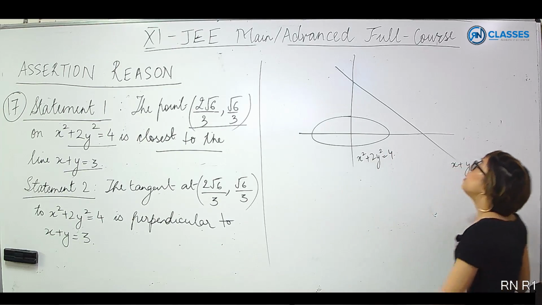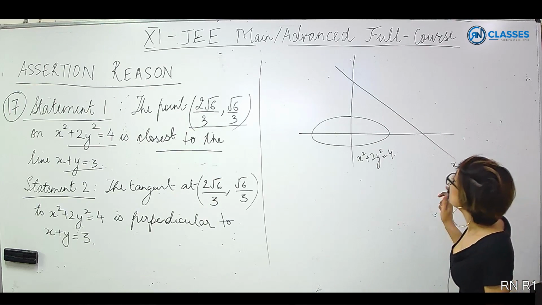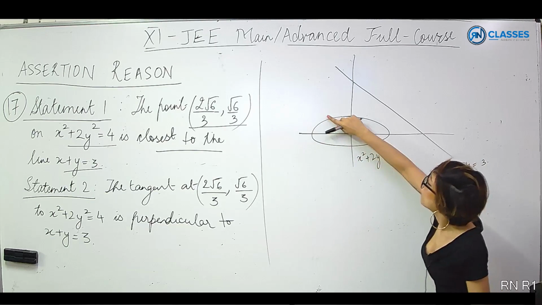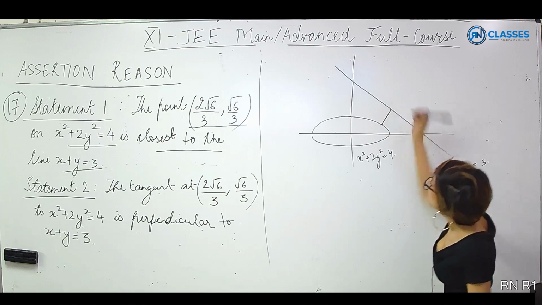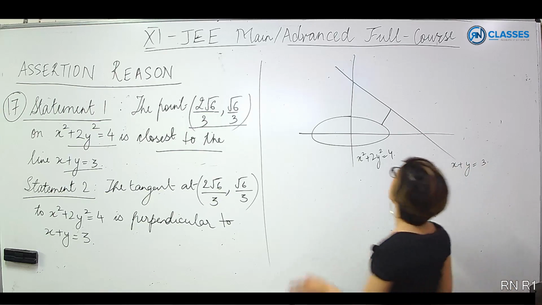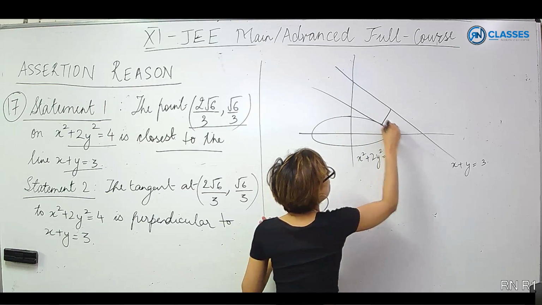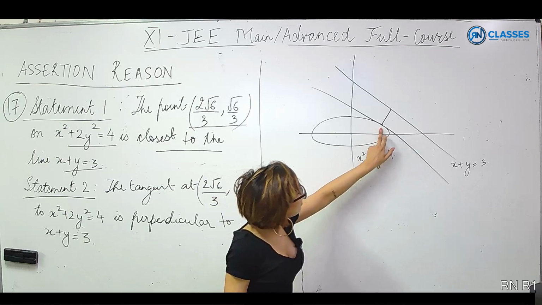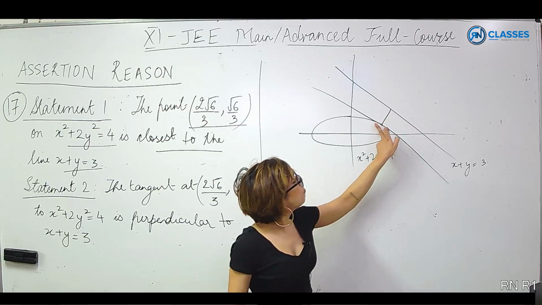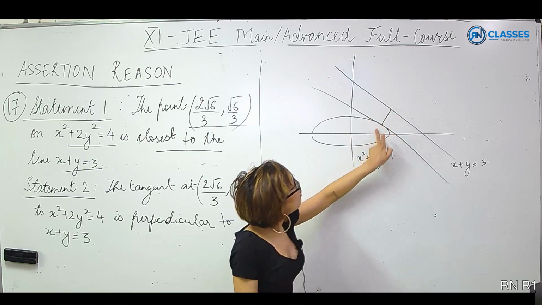Now I want the point on the ellipse which is closest to this line. So obviously I'm not looking for this point, this point, this point. No. I'm looking for this point. In fact, can you tell me what happens if I make a tangent over here? That means I want a tangent which is parallel to this line. These two lines should be parallel. Here the slope is what? Minus 1. Here the slope of the tangent should be what?